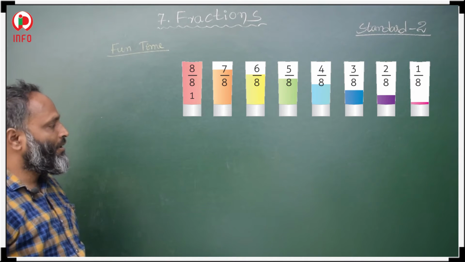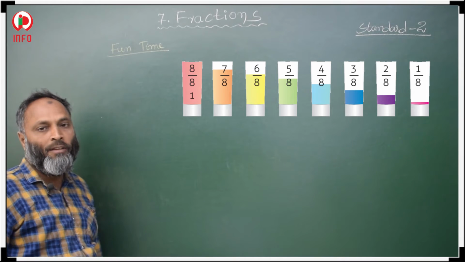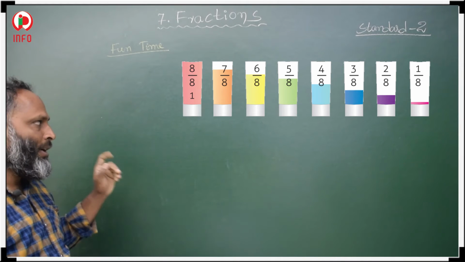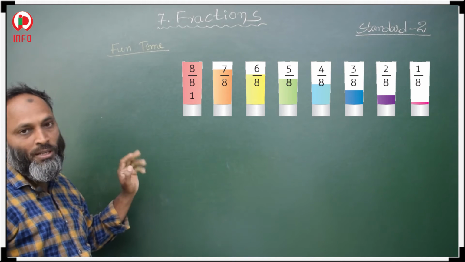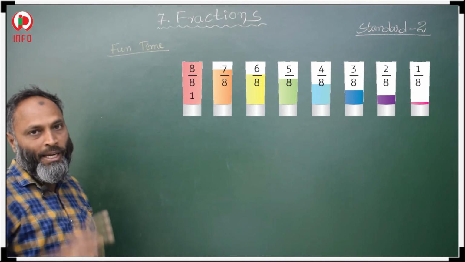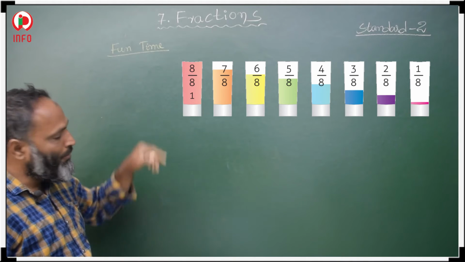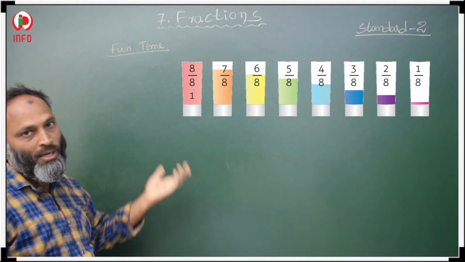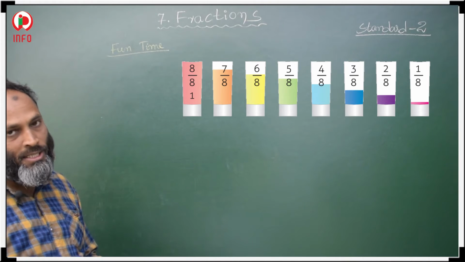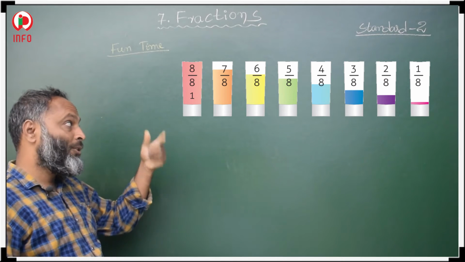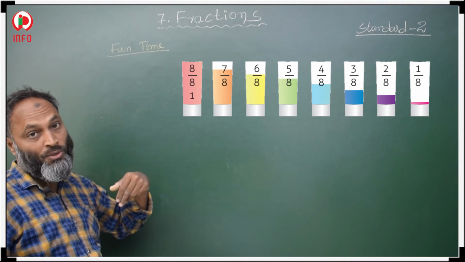These 8 face creams are divided into 8 equal parts. In the first face cream, it is not used. It is complete, as usual. So, that is 8 by 8. 8 by 8 means that is 1. In the second face cream, one part is used. If one part is used, one part is decreased from 8 parts, then that is 7 by 8. In the next, 2 parts used, from total 8 we decrease 2, that is 6 by 8.